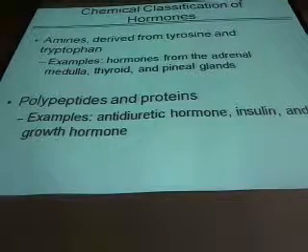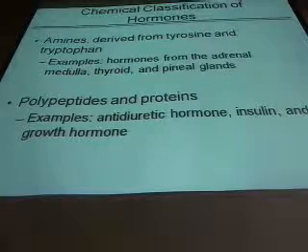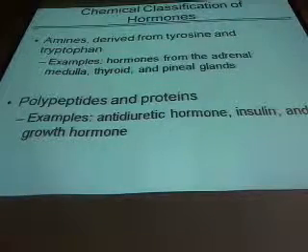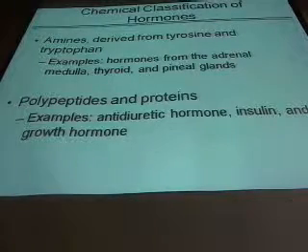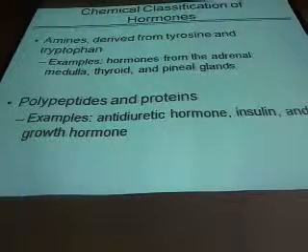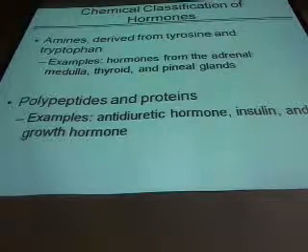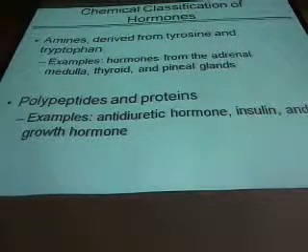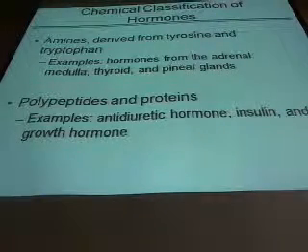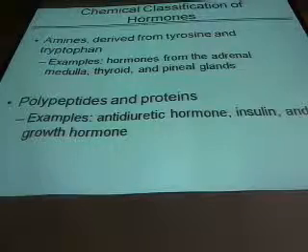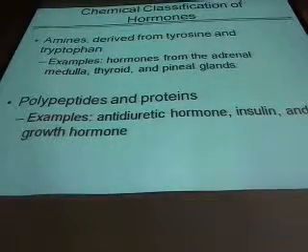Okay, chemical classification. Amines: tyrosine and tryptophan. Hormones from the adrenal medulla. Adrenal, adrenal, on top of the kidneys. Your two adrenal glands are on top of the kidneys. Thyroid and pineal. What's from the pineal gland? Melatonin. Thyroid: thyroxine and triiodothyronine, T3 and T4.